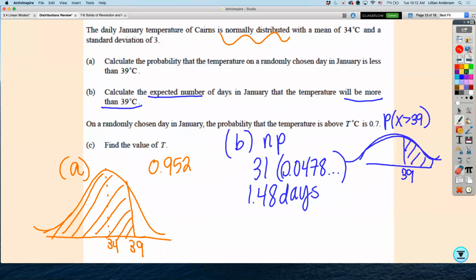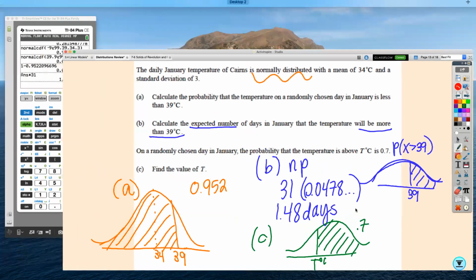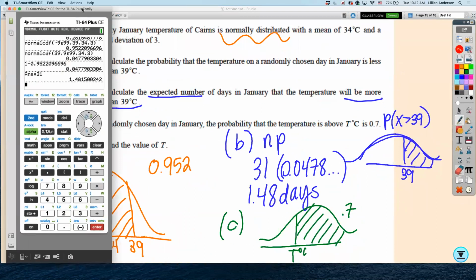Last but not least, and this will be us wrapping it up: on a randomly chosen day in January, the probability that the temperature is above T degrees Celsius is 0.7. Find the value of T. This time we're actually looking for the X value. I'm told that at some temperature, the probability is 0.7 if it's above that temperature. So above would mean greater. Here's where I would use inverse norm because I'm looking for my temperature, which is my X value.